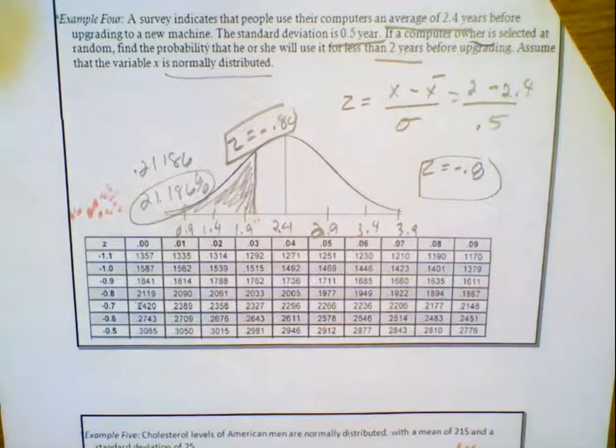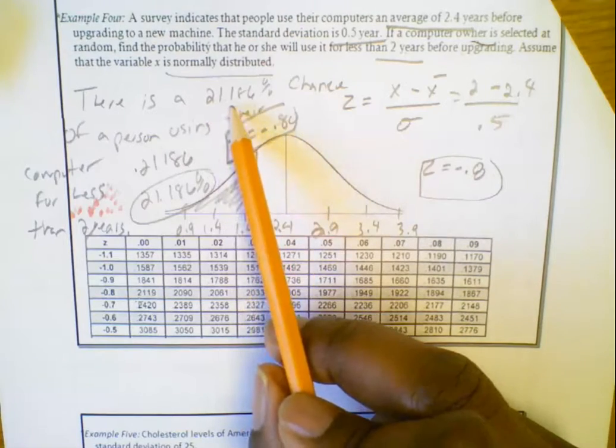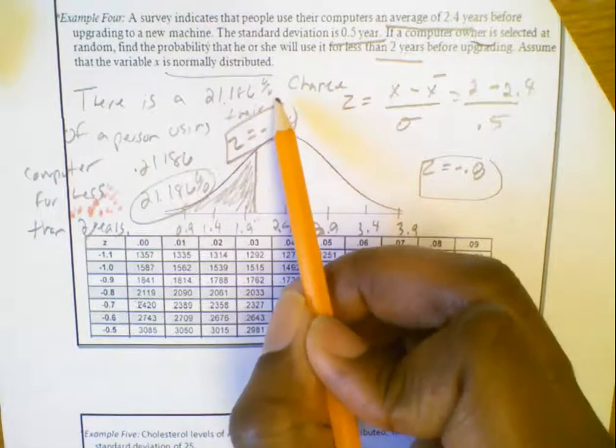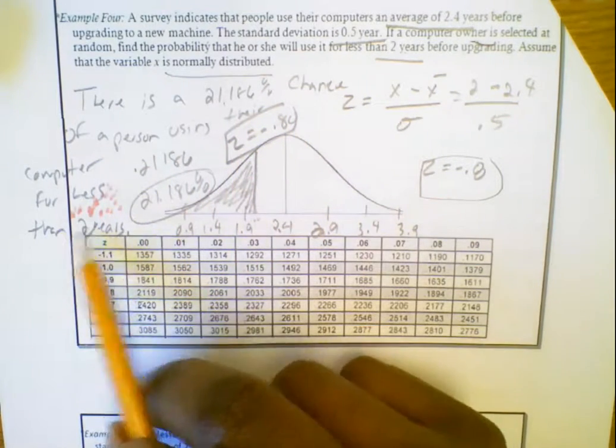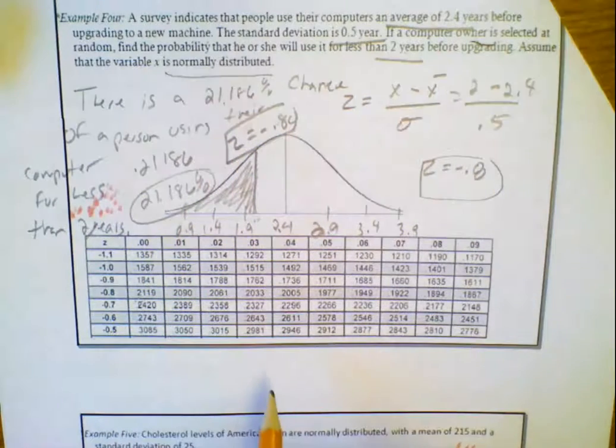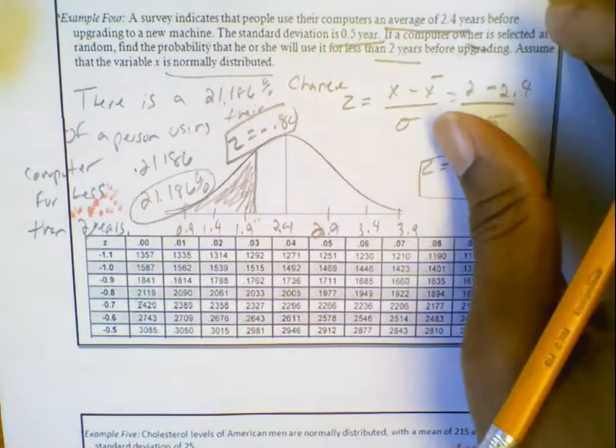So the answer would be there's a 21.18% chance of a person using their computer for less than 2 years. That'd be the answer for that one. All right, let's try a new one.